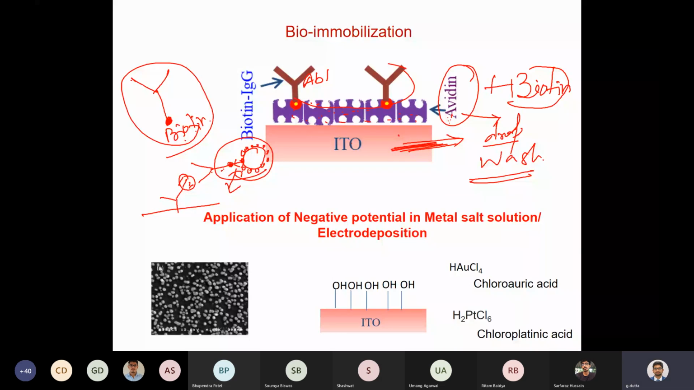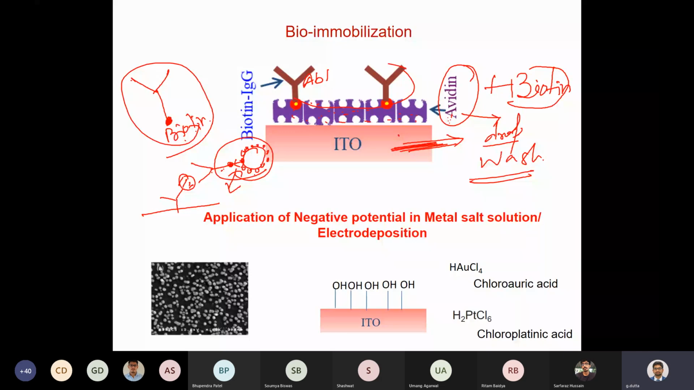Clear? Yeah, something like that. So this is another way for binding the antibody on the surface, or you can use it for the secondary case also if you want.